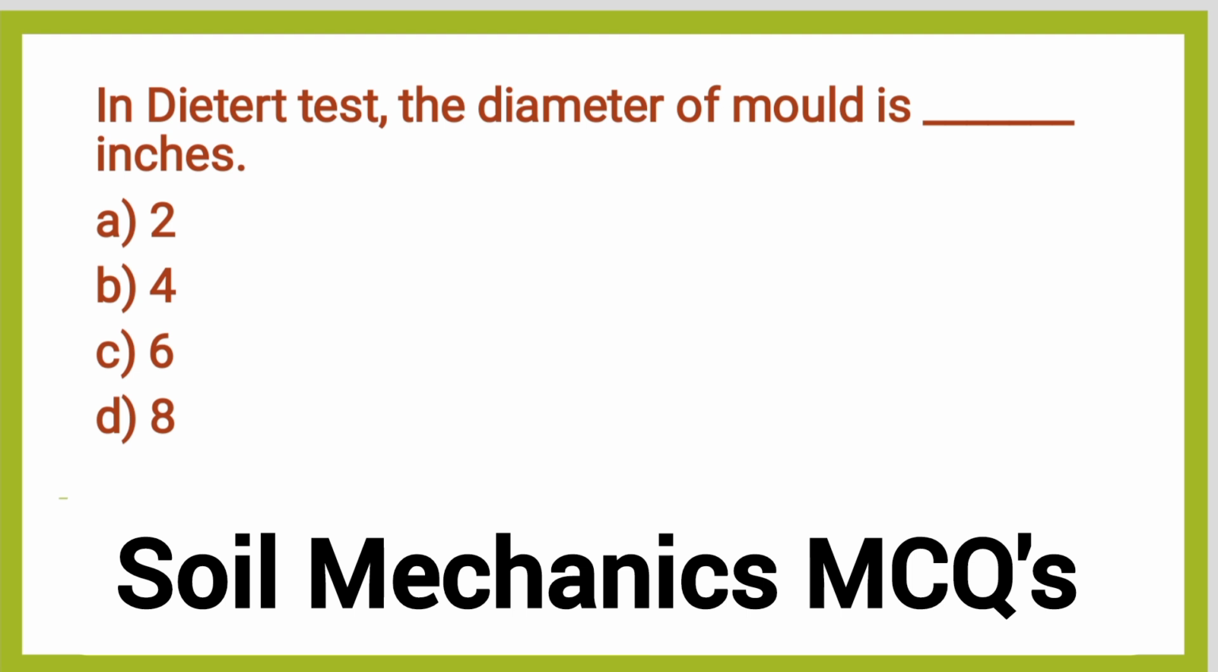So the first question: in the dry density test, the diameter of the mold is dash inches. The dry density test is commonly used to determine the compaction of the soil, so it's not commonly used. Option A is 2, option B is 4 inches, option C is 6 inches, option D 8 inches. So the correct answer is option A, 2 inches.